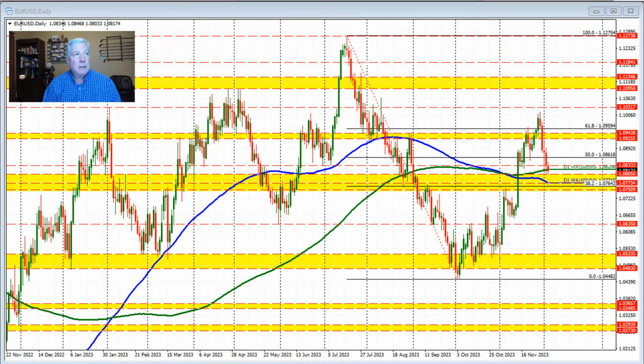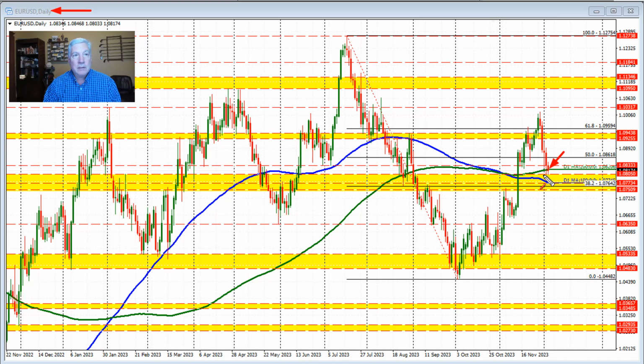So let's get started. Looking at the euro versus US dollar on the daily chart, the price action today is up and down above and below the 200-day moving average. That's the green line in this chart. It comes in at 1.08205. And as you can see in trading yesterday, the price moved below it and then closed above it. Trading today, the price traded below it and is currently trading just a little bit below it, as a matter of fact, at 1.08174.